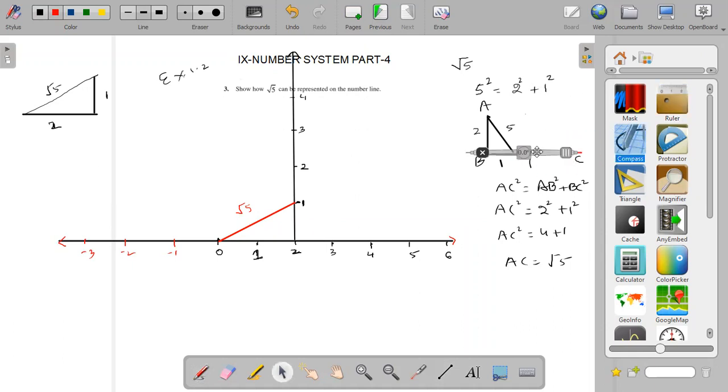So we will take the compass, and this compass should be kept at this point. You can do it with me also, and then you have to adjust it.